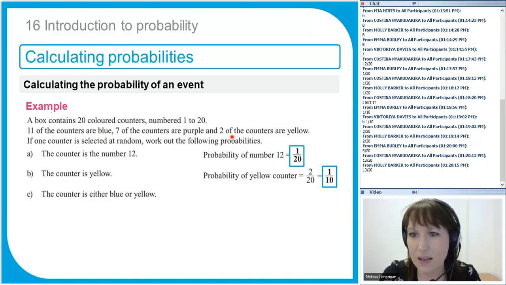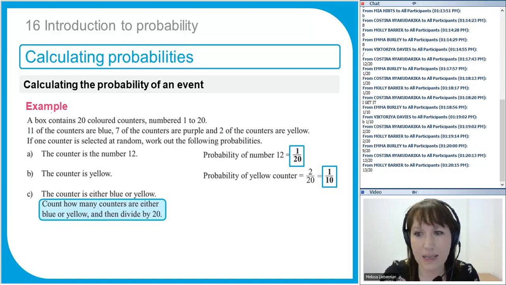So Christina, Emma, have you subtracted? So think about how many blue and yellow counters we have. We've got 11 blue, 2 yellow. So altogether we've got 13 chances of getting either blue or yellow out of 20 altogether. So if you put 13 out of 20, good Molly and Christina, good. Whoops, I've gone too quickly. So count how many we've got and divide by 20.